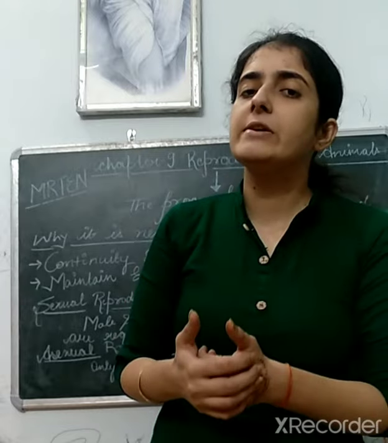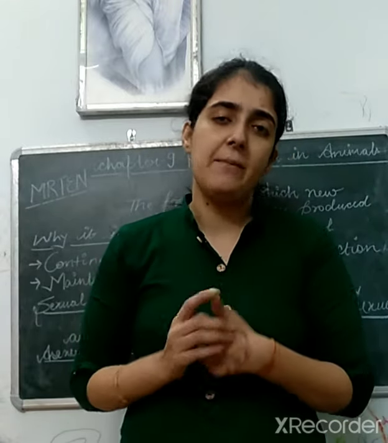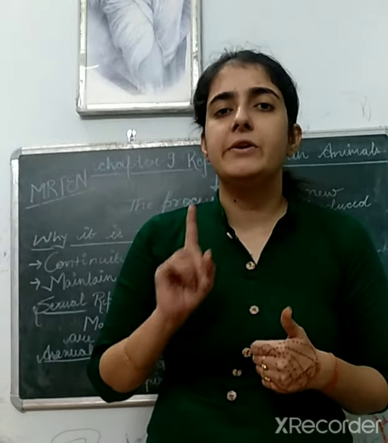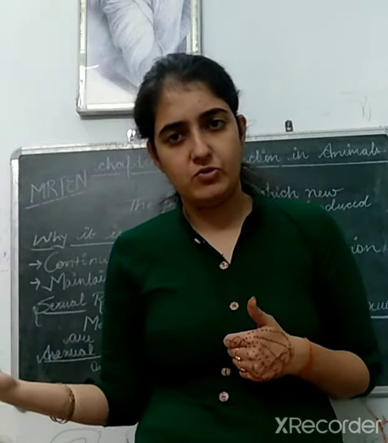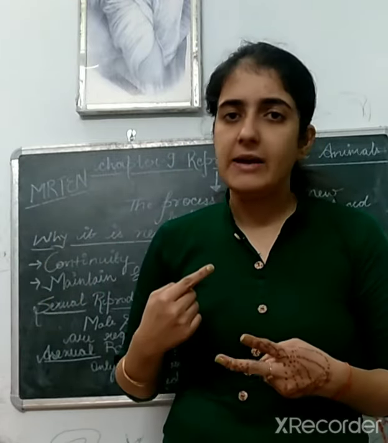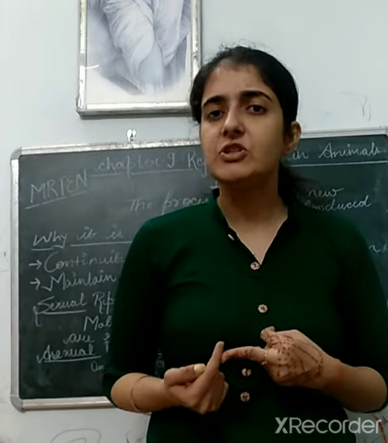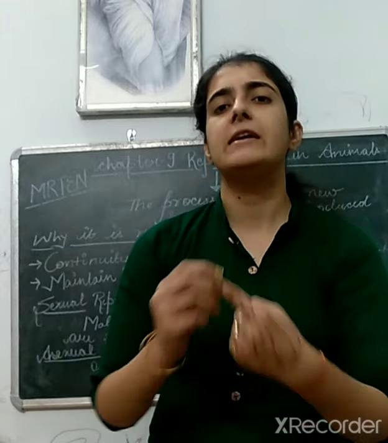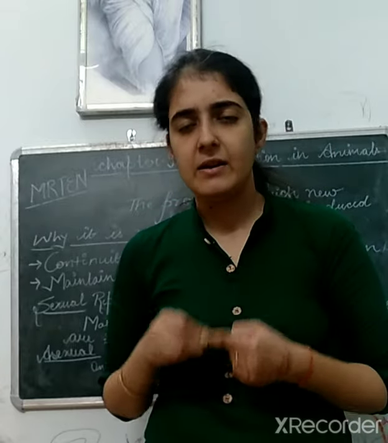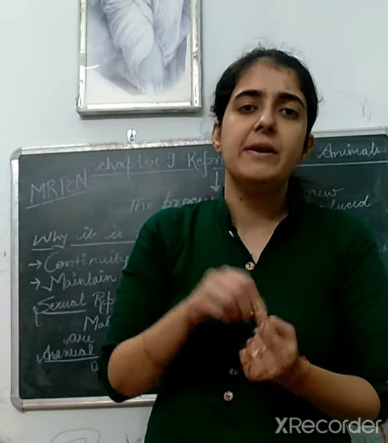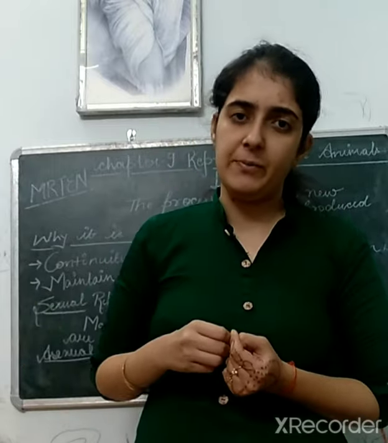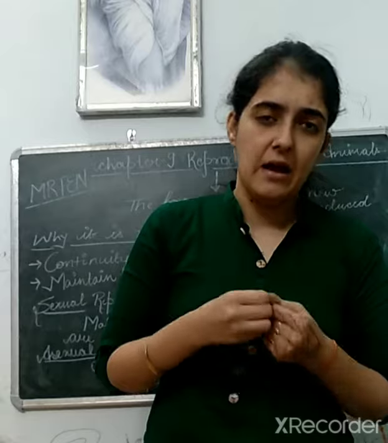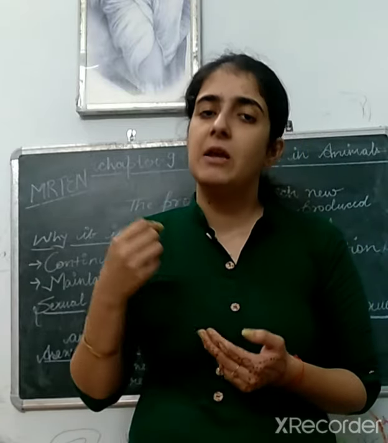So in asexual reproduction, we need only one gamete, either male or female gamete, right? One single gamete can produce a new individual, right? Like in budding, binary fission occurs in amoeba. So amoeba is a single cell, right? It has either a male or female gamete, so from one gamete, a new amoeba is formed, right? A new daughter amoeba is formed from a parent amoeba. That is called binary fission.